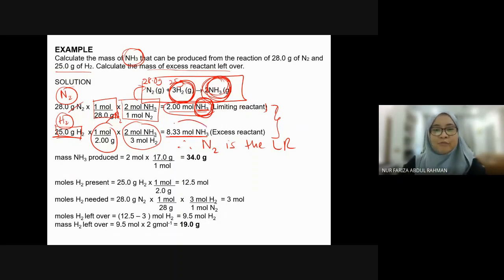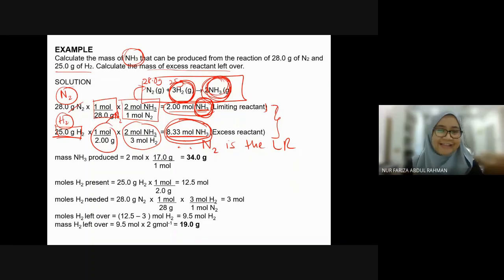So ini kita boleh kata this is the, what do we call that? Ini mole product ni untuk yang limiting reactant ni. What term do we use to represent this mole product ni?